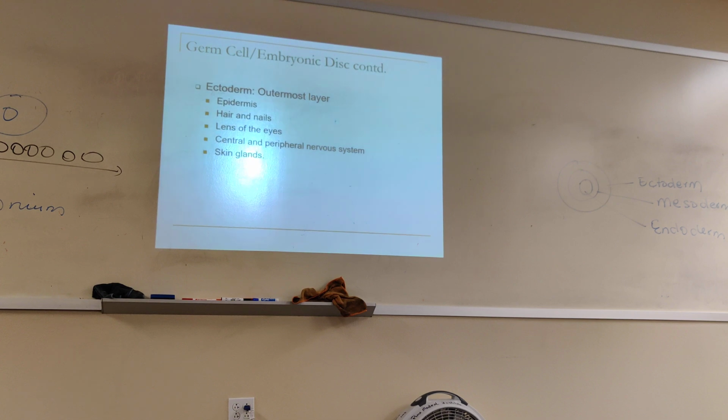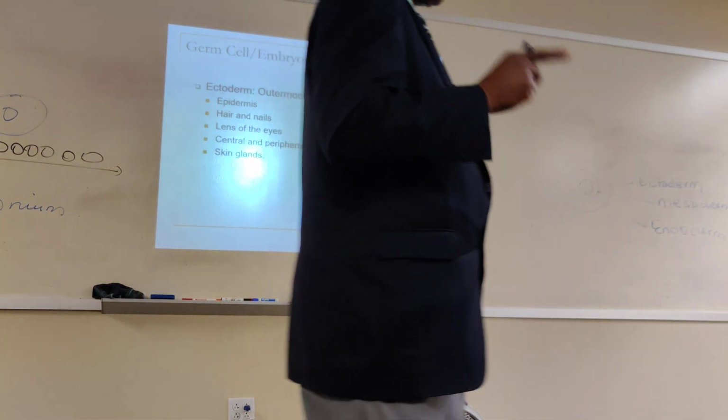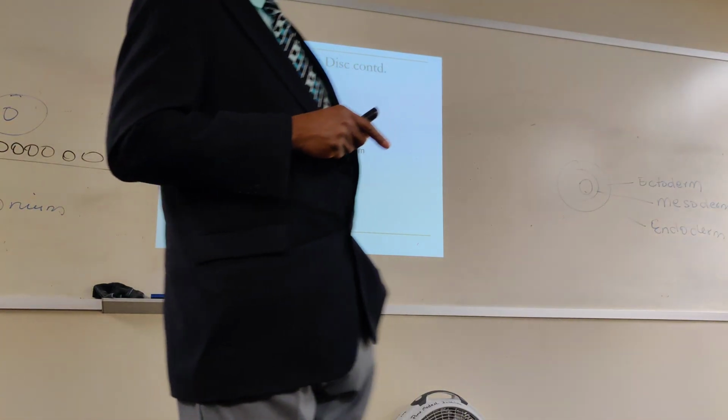The ectoderm, which is the outermost layer, will give rise to the epidermis, the outermost layer of the skin. It gives rise to hair and nails, lens of the eyes, central and peripheral nervous system, and skin glands. That's the entire baby there. Any questions? Please know which layer gives rise to the respiratory system and which layer gives rise to the cardiovascular system. Very important.